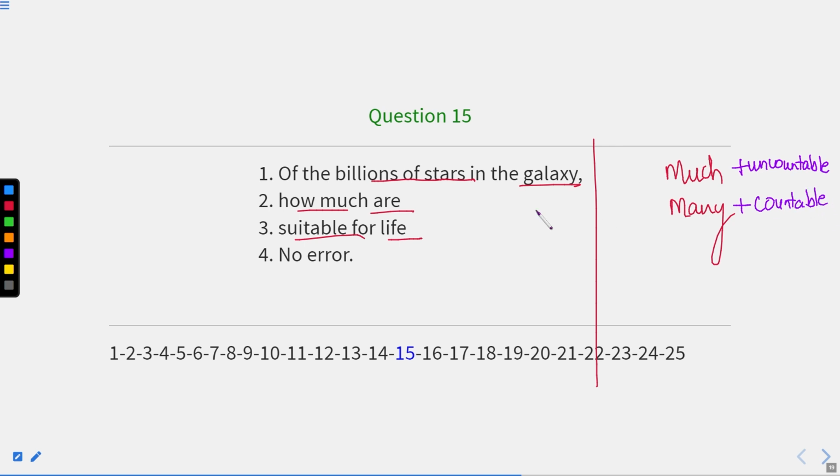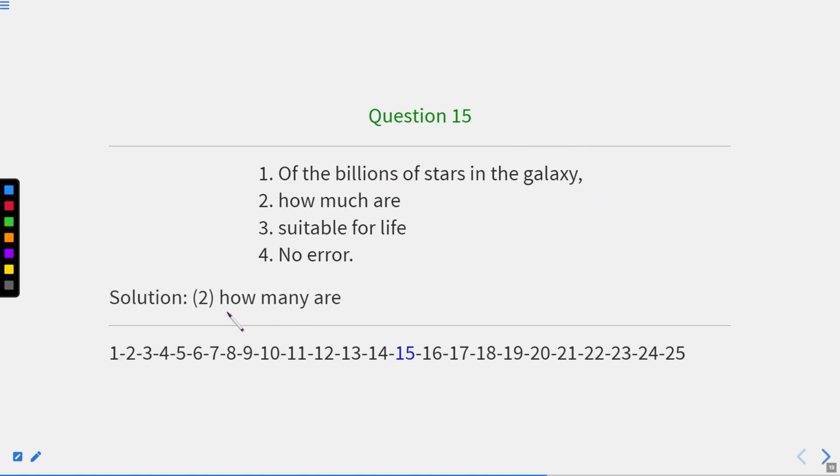Okay. Now, if we talk about stars, obviously stars are countable. Okay, we can count stars. Now, if these stars are countable, obviously before that we need to write many and not much, because the stars are countable. Therefore, the error is in part 1, because we should write how many are, not how much are. Okay, so this part contains the error. This much should be replaced with many. So the correct answer will be, of the billions of stars in the galaxy, how many are suitable for life?